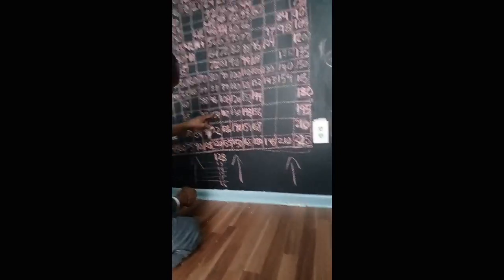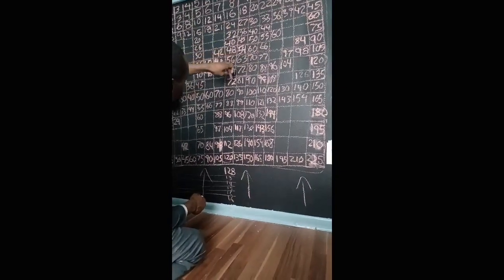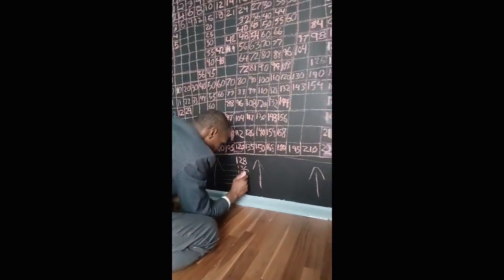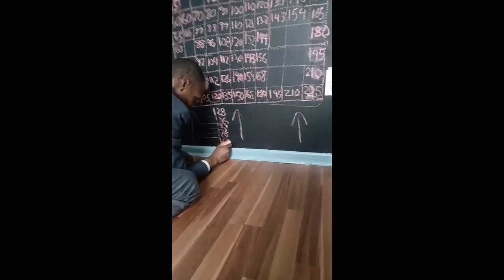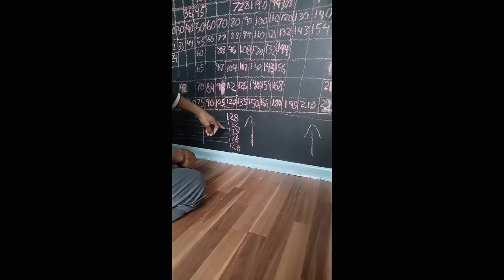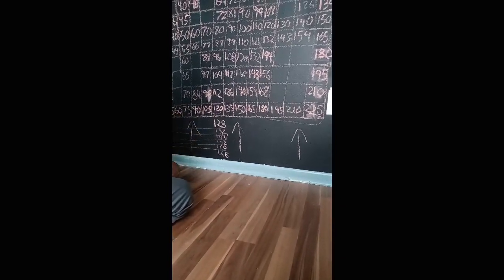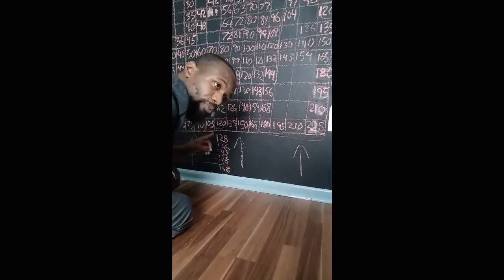Then this is going to be, what do we got here? 8, 6, 4, 2, 0, repeating, and then 8. So 128, 136, 144, 152, 160, 168. You see that? Everything has a pattern in this table. We just didn't know it.